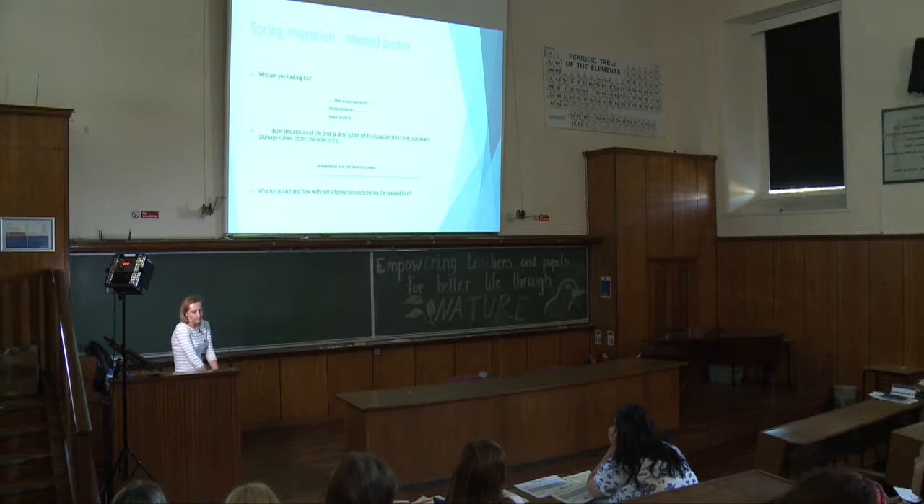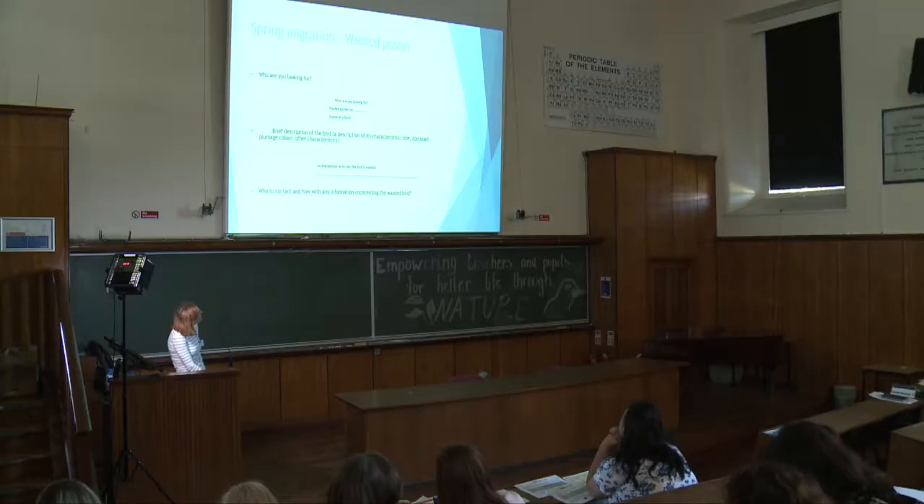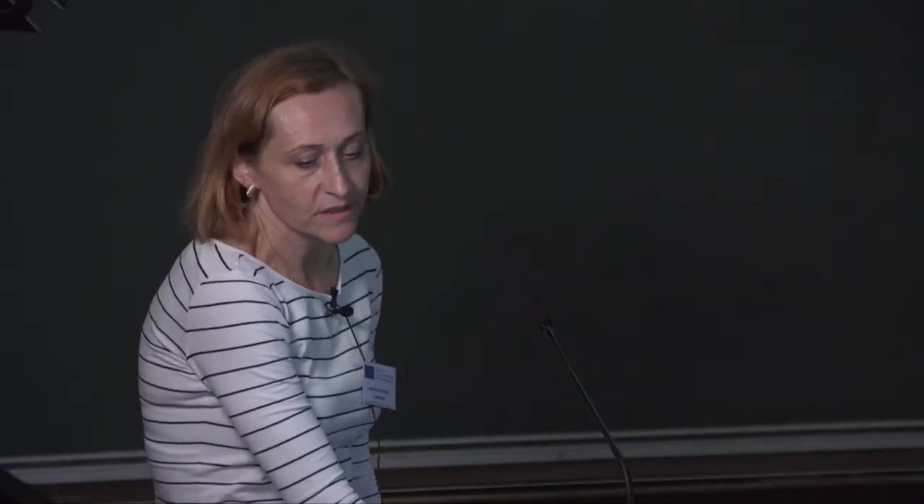And here is an example of this kind of situation titled Spring Migration, Wanted Poster. And you have here a question: who are you looking for? And children have to answer the question and write information about who they are looking for. You have to include a brief description of the bird, a description of its characteristics, size, dominant, other characteristics. So it's a good opportunity to be active, and a good opportunity to be like an explorer, like a researcher, without the main role of a teacher.